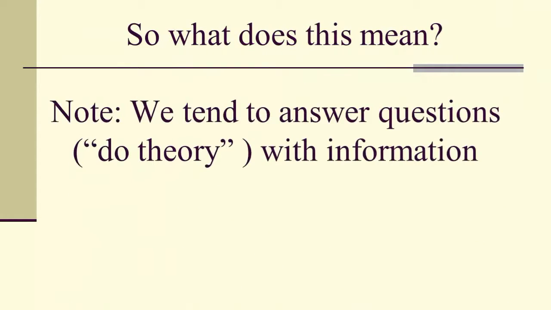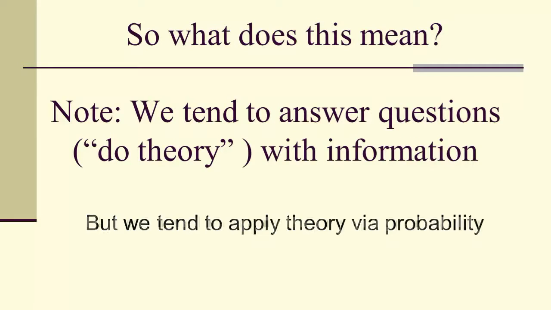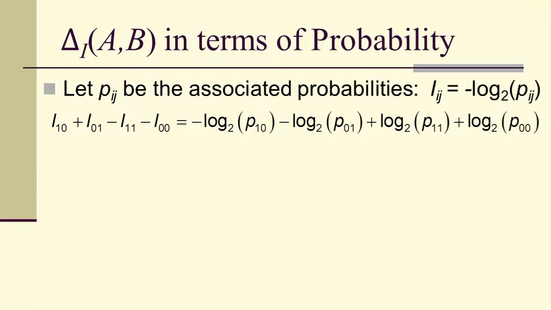So what does this mean? Well, before we say what it means, let's notice that we do something very often when we talk about probability. We tend to answer questions or do theory with information. But we tend to apply theory via probability. So we're going to let P sub ij be the associated probabilities to I sub ij, and therefore when we calculate the joint information difference, we get negative log base 2 of P10 and minus log base 2 of P01, and so on and so forth.